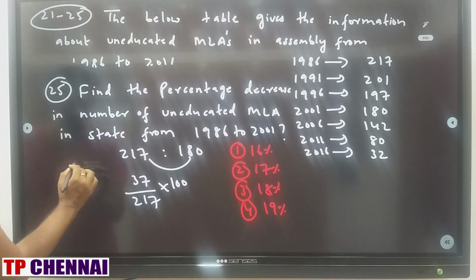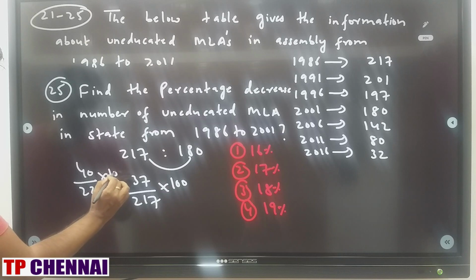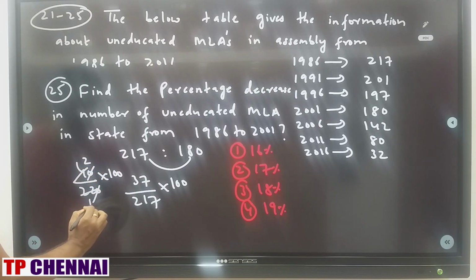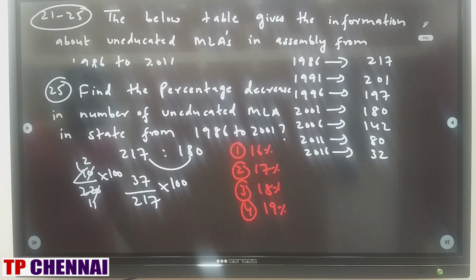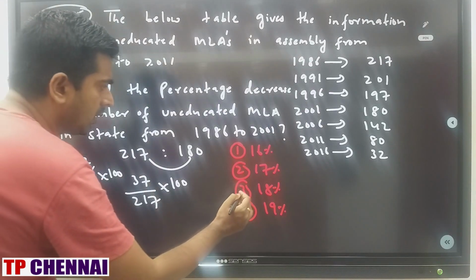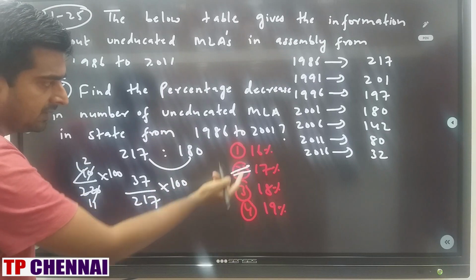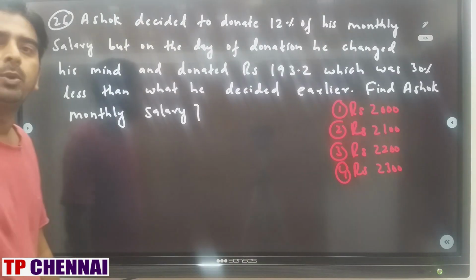Make this number as 40. This is 220 into 100. 0 0 gone. 2 2s are 2 11s are. 1 by 11 is nothing but 9.09. So into 2 is 18.18. So nearest number is nothing but how much? 17. Because we have taken more than 37. So my answer will be less than 18, which is 17. Second option. So I hope you are clear with DI.